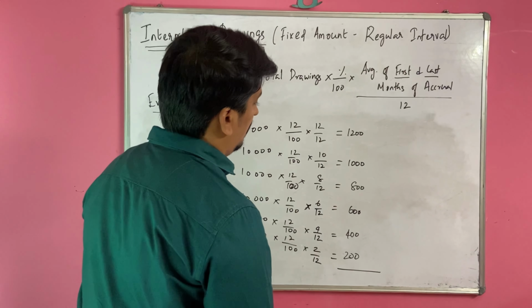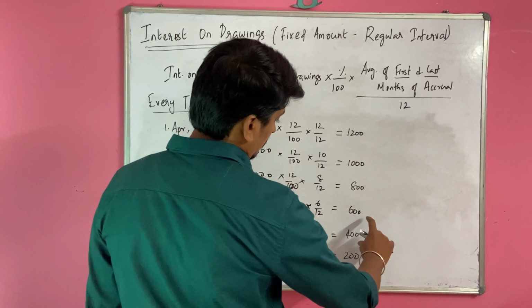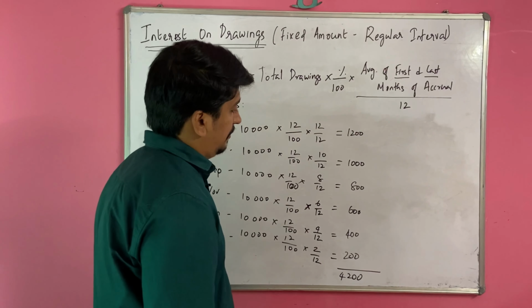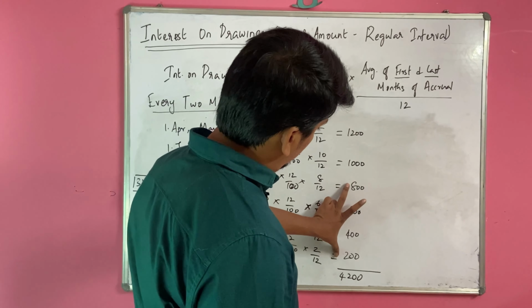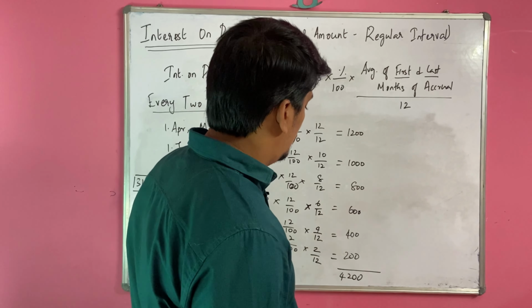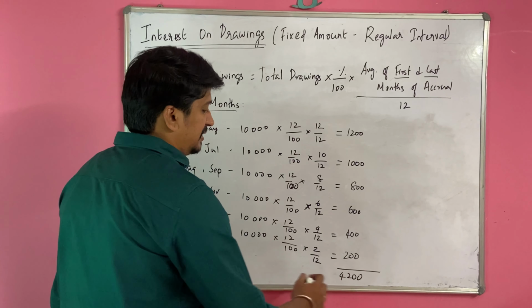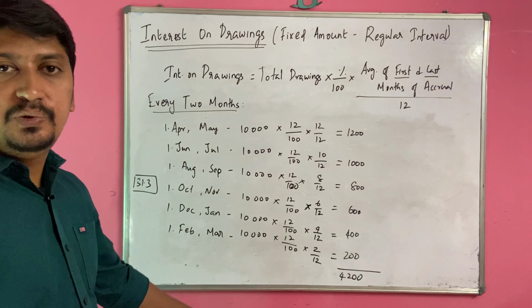Then let's do the total. 1000, 2000, 3000, 4200. This is 1000, this is 2000, 3000, 4200. This is the interest when you calculate individually.